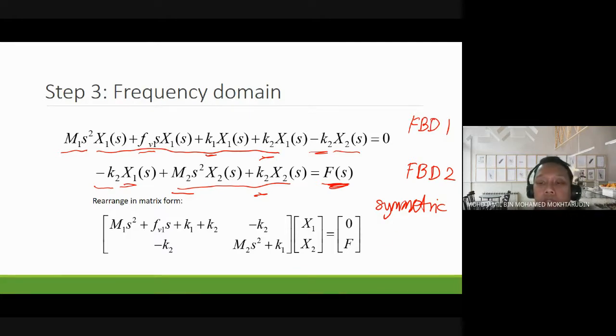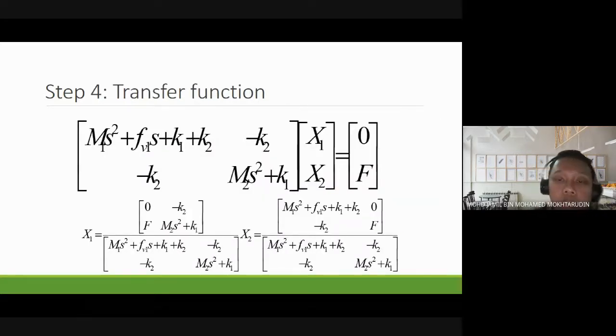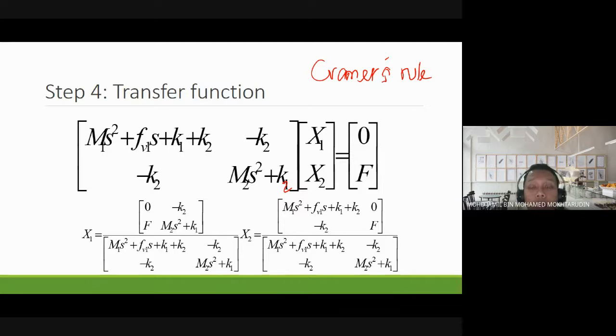After you get this matrix, then you can find x1 and x2. This is the matrix that we obtained just now. After you arrange the matrix, you can find x1 or x2 using Cramer's rule. I think you already learned Cramer's rule in numerical method. If you already took numerical method, you should be familiar with Cramer's rule, but I will explain again what it is.